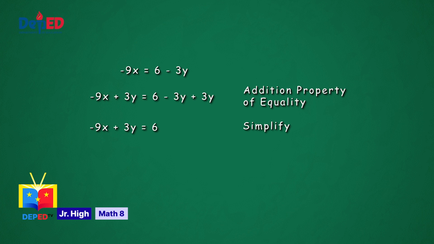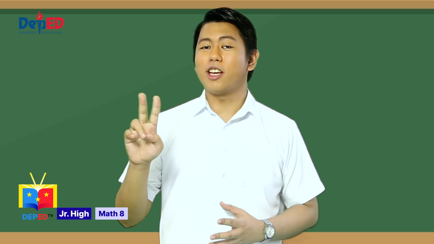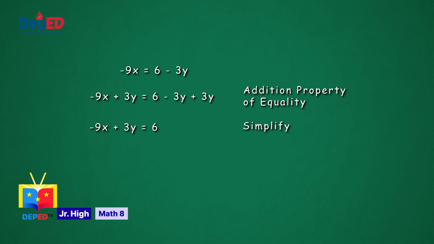What do you notice in this equation? There are two things I would like to point out. First, the leading term is negative. Second, all the terms in the equation are divisible by 3.